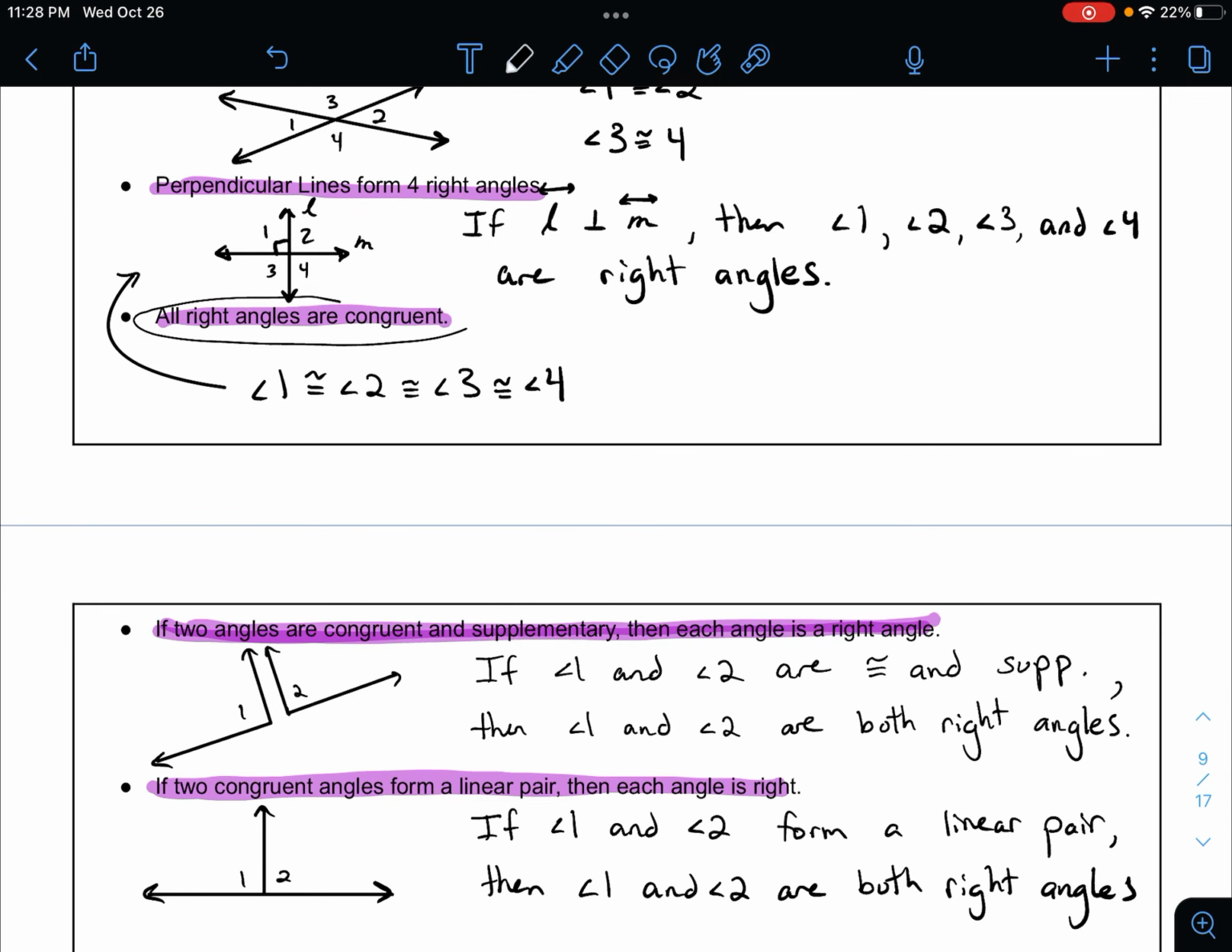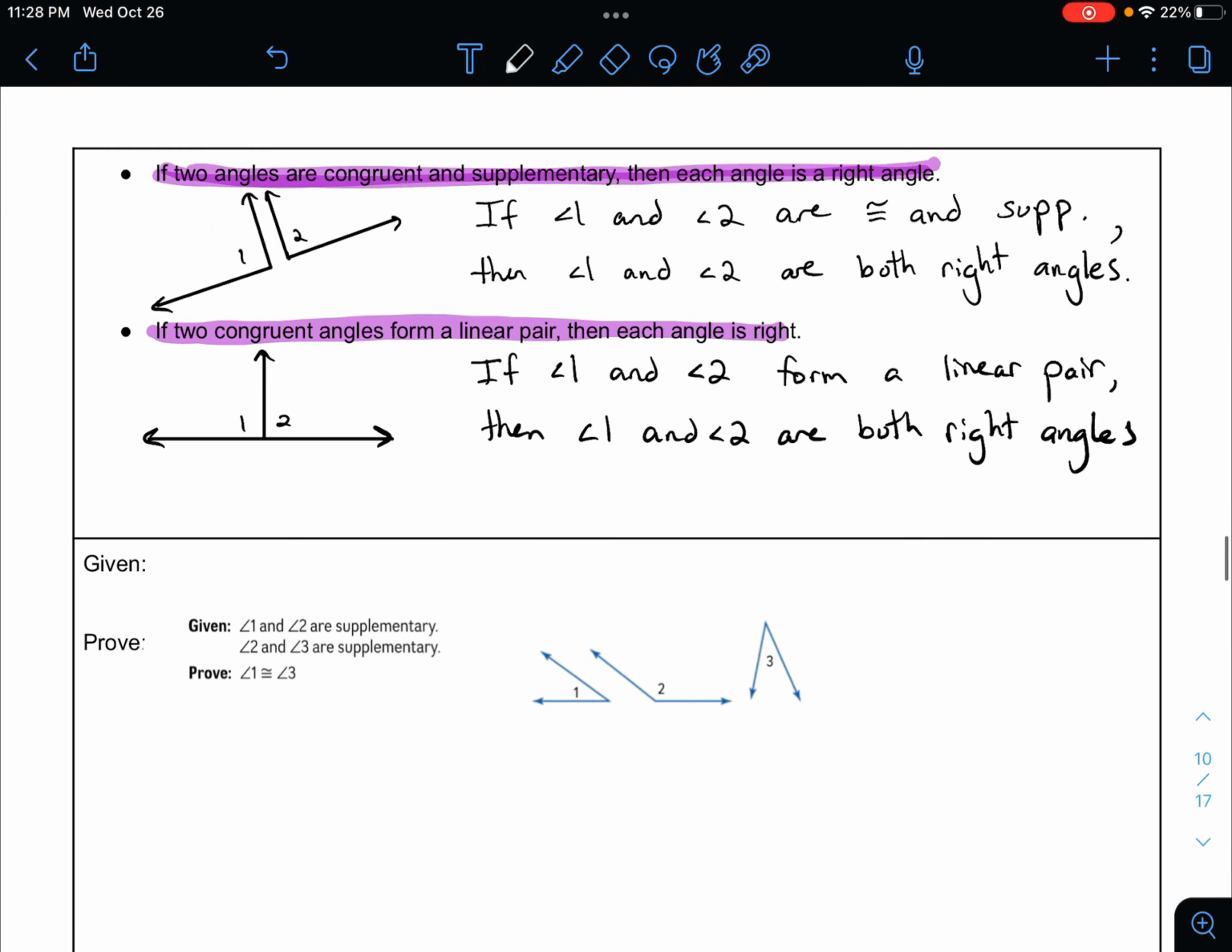All right. And then the last one, obviously, all right angles are congruent. They're all going to be equal to 90. All right, the last two, if two angles are congruent and supplementary, so if 1 is congruent to 2, and if they are supplementary to each other, then we know that 1 and 2 are going to be right angles. And then the last one, if two congruent angles form a linear pair, so they're adjacent to each other as well. That's why, notice I have them sharing a common ray here, and the one above, they don't share a common ray. So if they form a linear pair, then each angle is going to be a right angle.